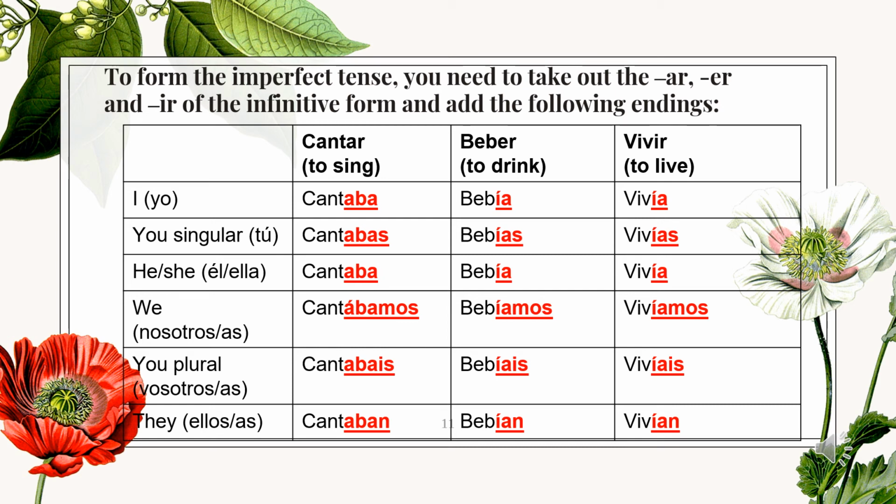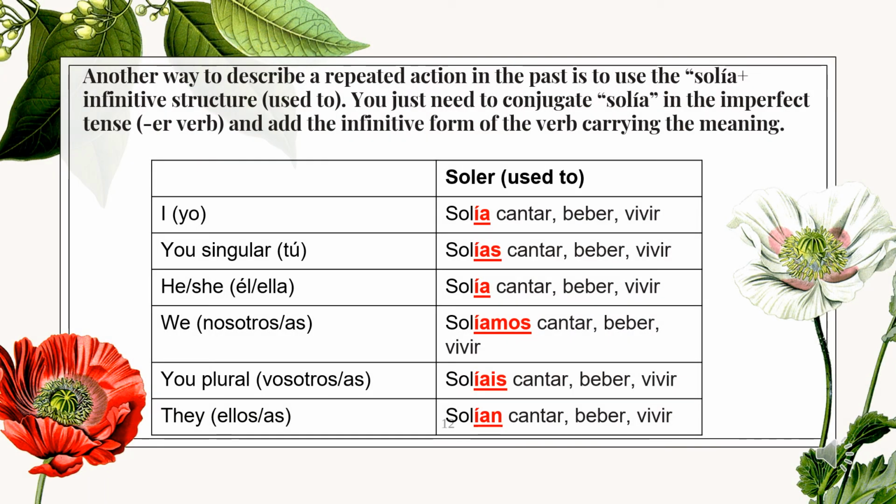And if you look at the AR, this is actually the only one that is a little bit more complicated because you've got the B and the A there. Another way to describe a repeated action in the past is to use the solía plus infinitive structure, used to. For example, I used to like this. Solía gustarme, blah blah. You just need to conjugate solía in the imperfect tense, bearing in mind that solía comes from soler, which is an ER verb, and add the infinitive form of the verb carrying the meaning. So, if you want to say I used to sing, you would just say solía cantar.